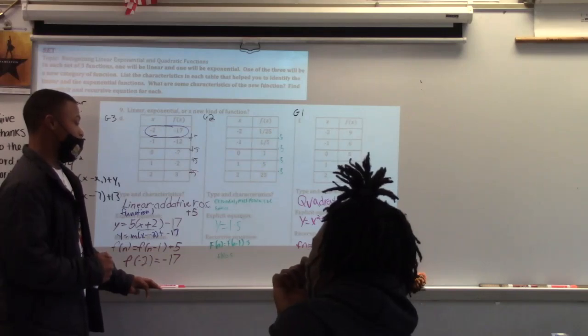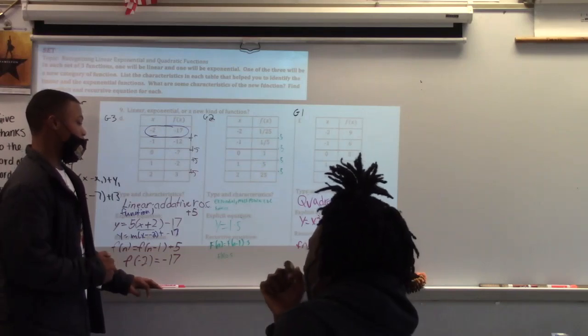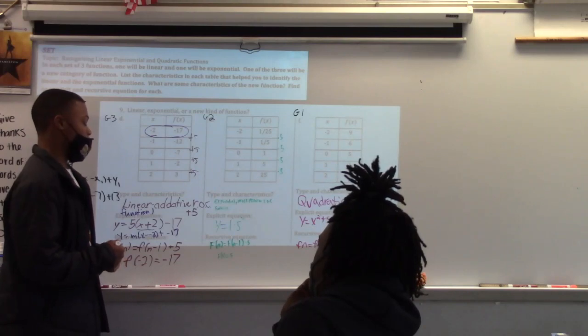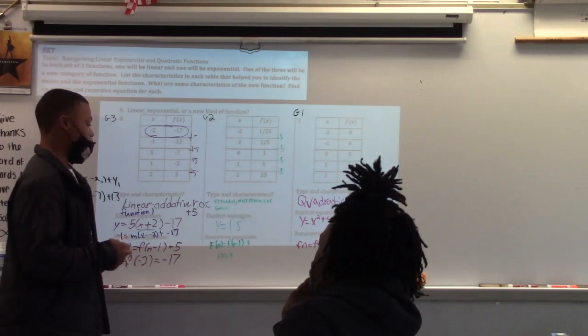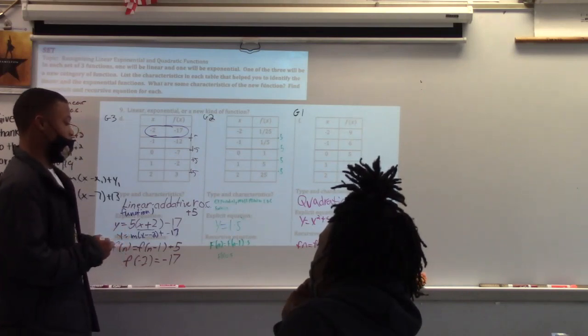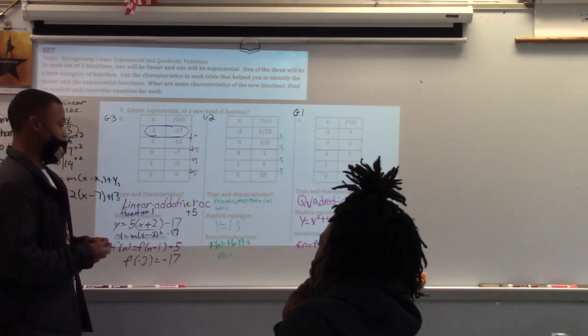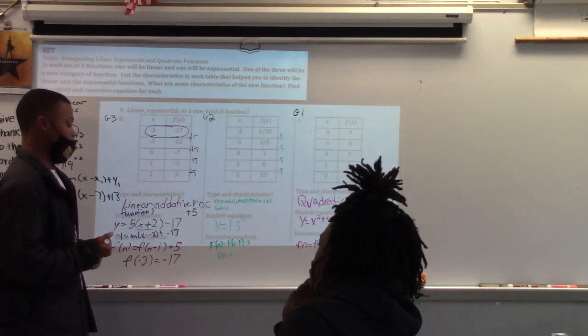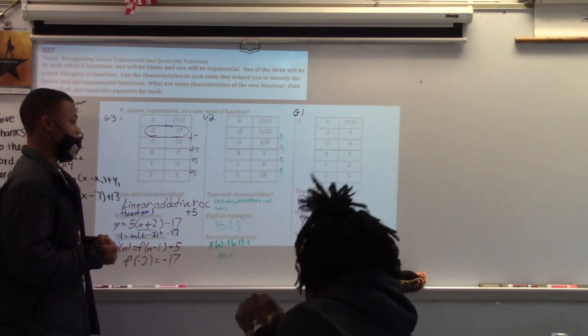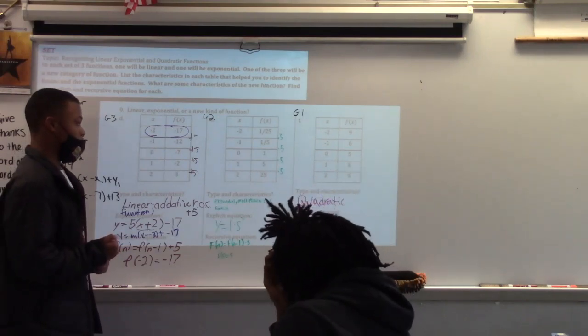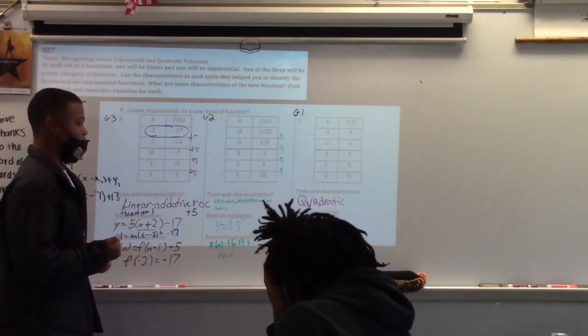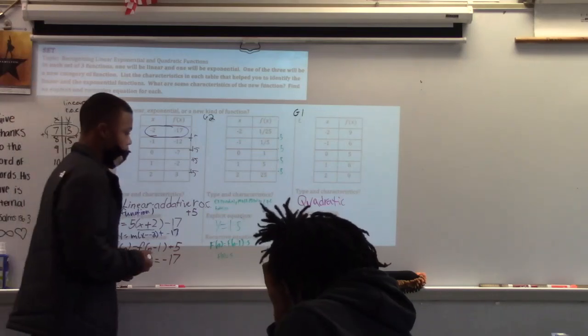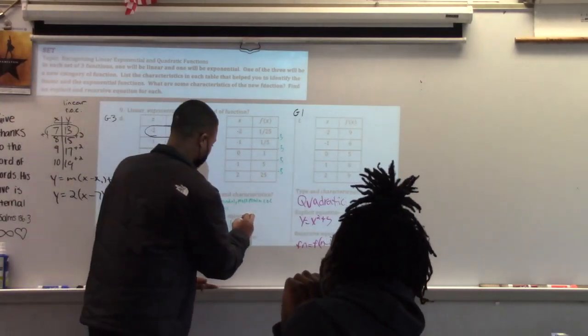Explicit equation was y equals 1 times 5 to the x because we used point slope. And then our recursive equation is f of n equals f of n minus 1 times 5. And then it was f of 1 equals 5, because 5 is our rate of change. Okay, does anyone have any questions based on what RJ said?